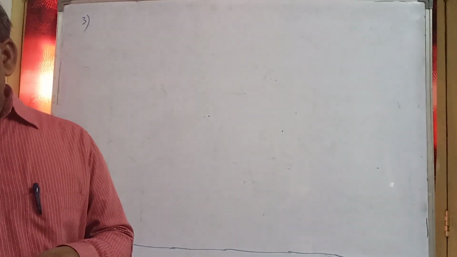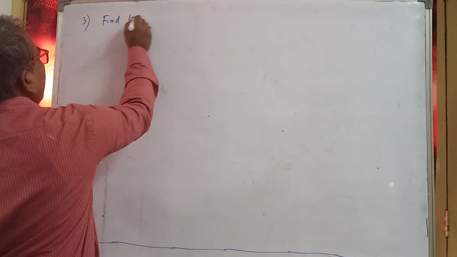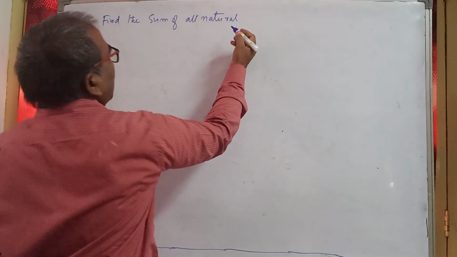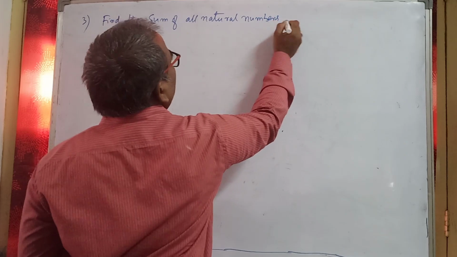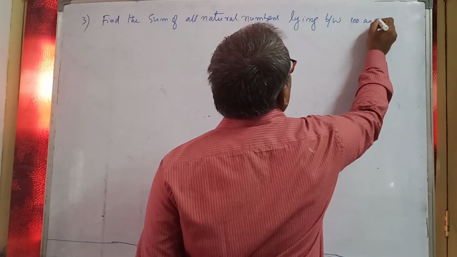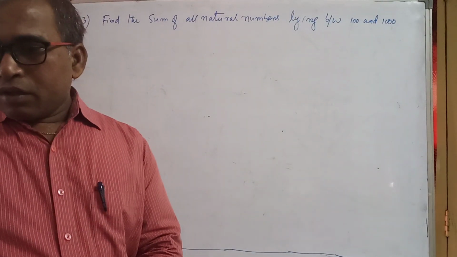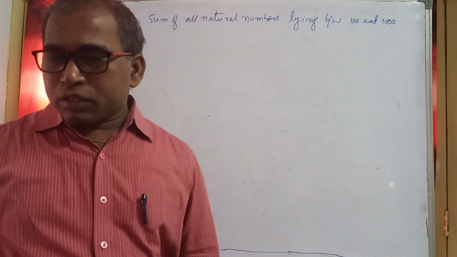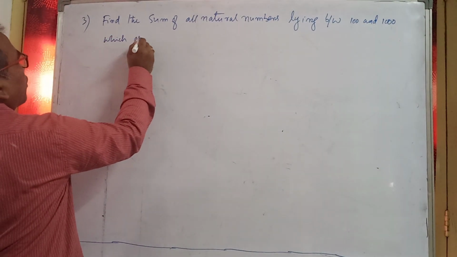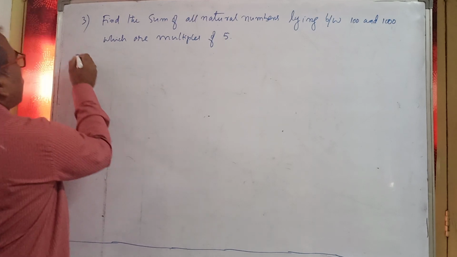The problem is: find the sum of all natural numbers lying between 100 and 1000, which are multiples of 5. So how to solve this question?